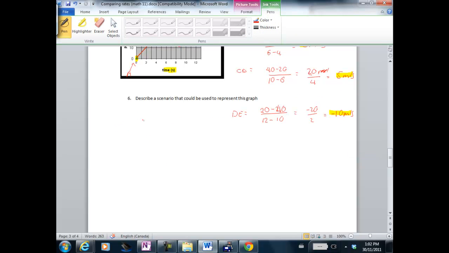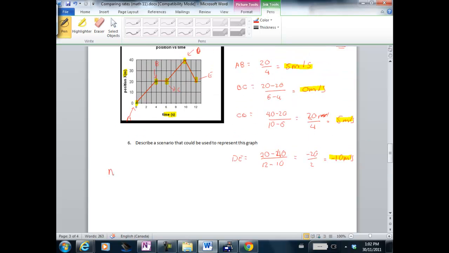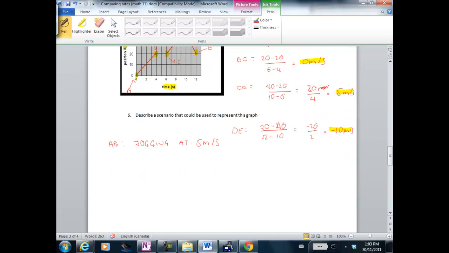So guys, here's my story. A to B, the guy was probably jogging at 5 meters per second. You can tell me exactly what happened in each location. Then all of a sudden, he stops, B to C. Maybe he's tired, and he takes a short rest for a bit. After a short rest, C to D, he jogs again.